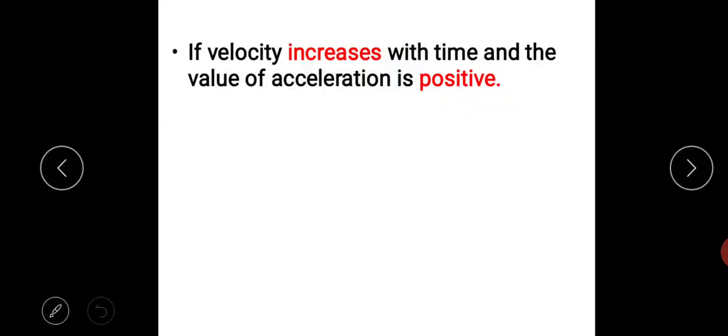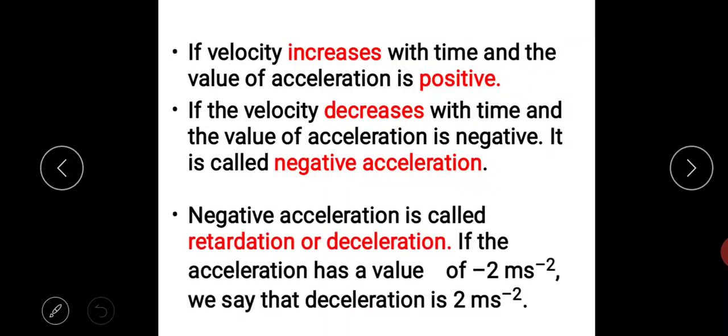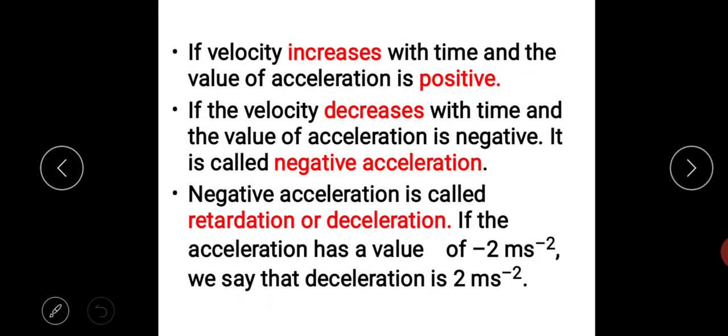Now again, consider this kind of situation. The final velocity is less than the initial velocity. What will happen to the velocity now? The velocity decreases with time and the value of acceleration is what? Negative. It is called negative acceleration. Negative acceleration is called retardation or deceleration.